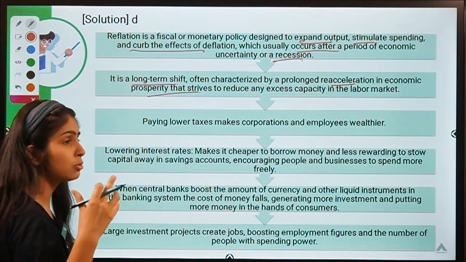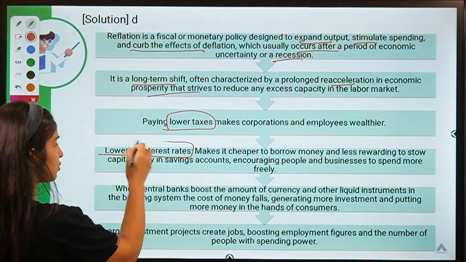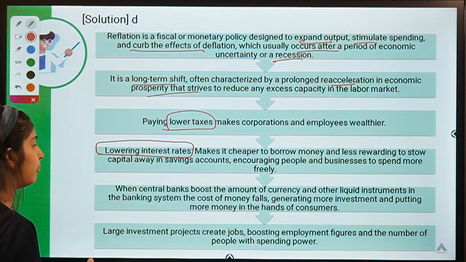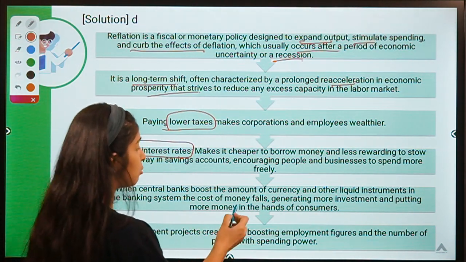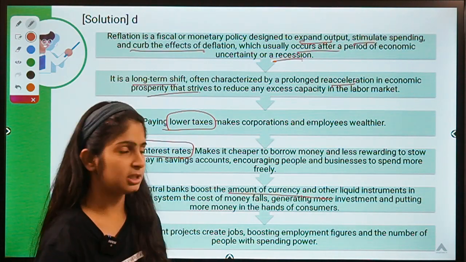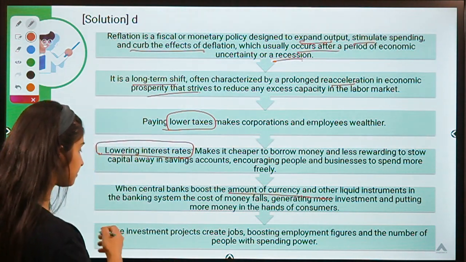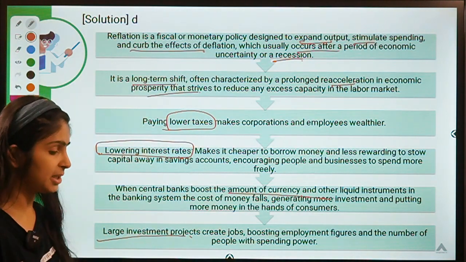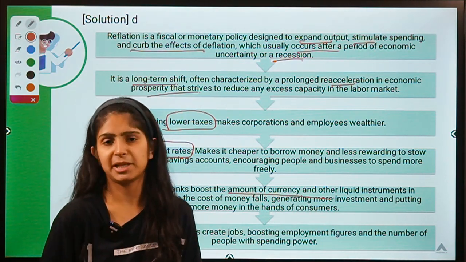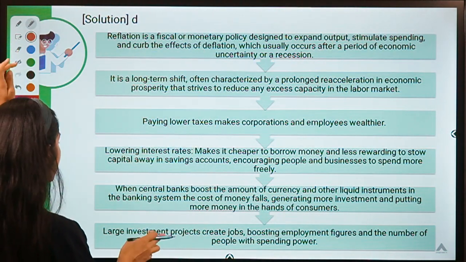And the tools to carry out reflation are, first of all, lower taxes. Government aims to lower taxes. After that, lowering interest rates to reduce the cost of borrowing, which makes it cheaper to borrow and stimulates the economy by stimulating lending and borrowing activity. After that, when central banks boost the amount of currency and other liquid instruments, basically buying bonds and infusing liquidity into the market, it is also a step to reflate the economy. After that, large investment projects, because when the government carries out such projects, or capital expenditure, they lead to generation of employment, which automatically puts money into the hands of people. I think we have discussed these things many times in our sessions. So this is reflation. Moving ahead to the next question.